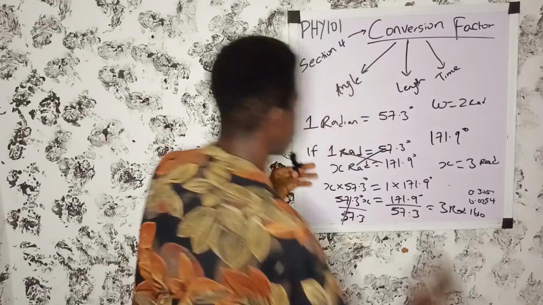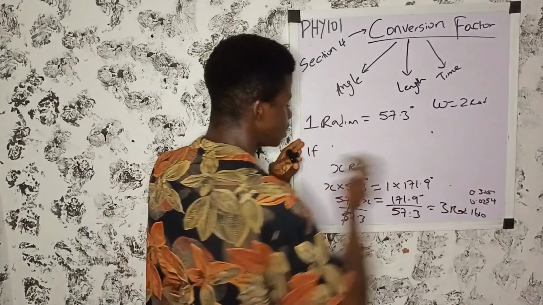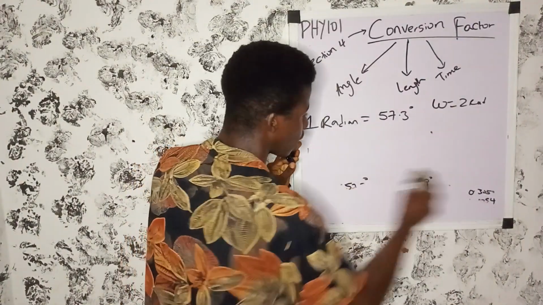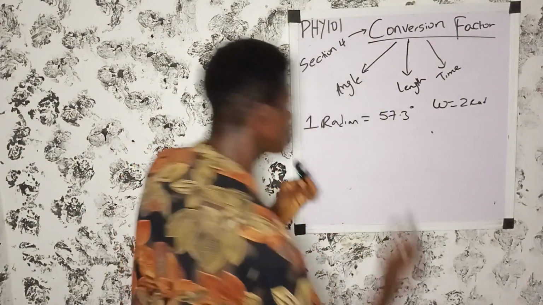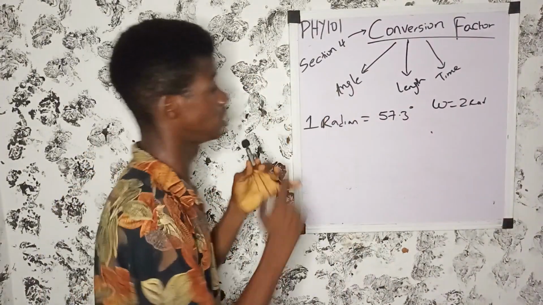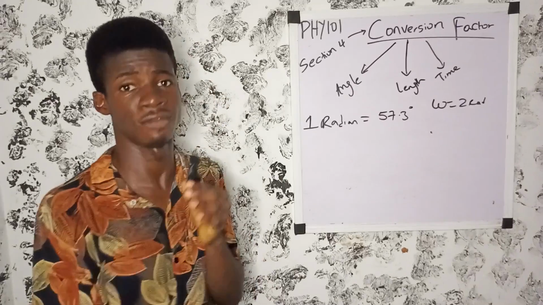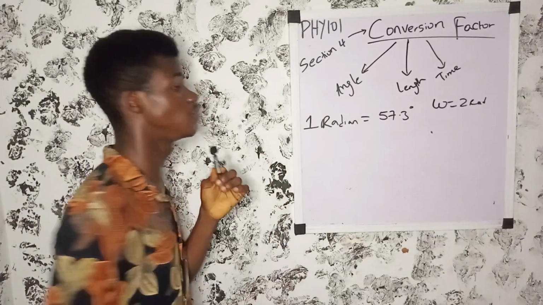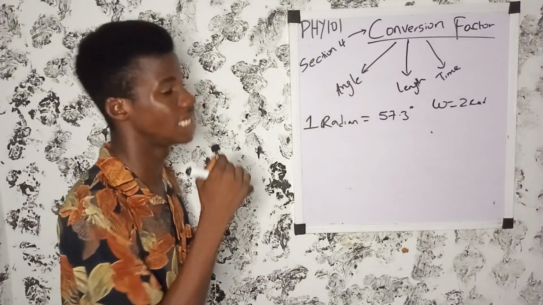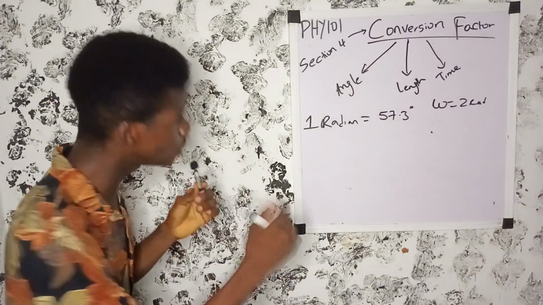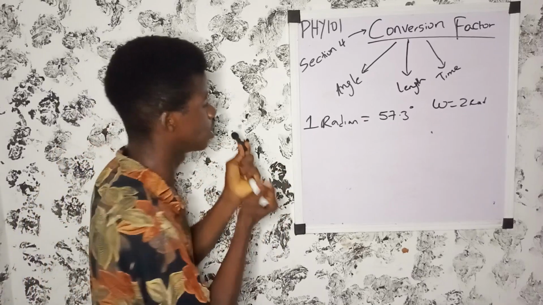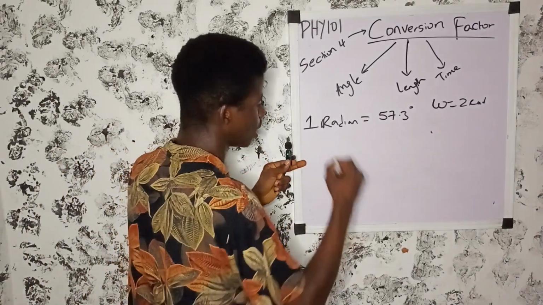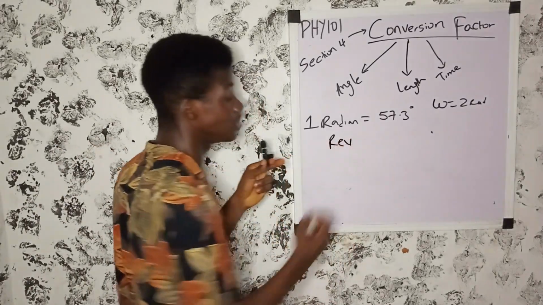Okay, so I told you guys that there are three units of angle, which are degree, radian, then revolution. Take note that 1 radian is equal to 57.3 degrees. Now let me continue. I told you guys that ROV means revolution.